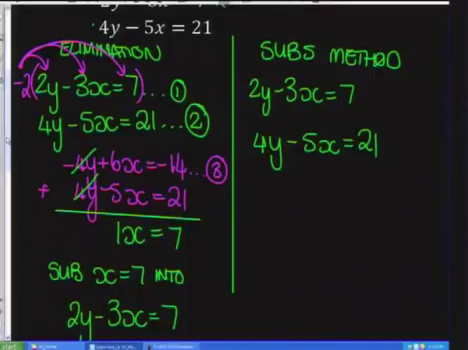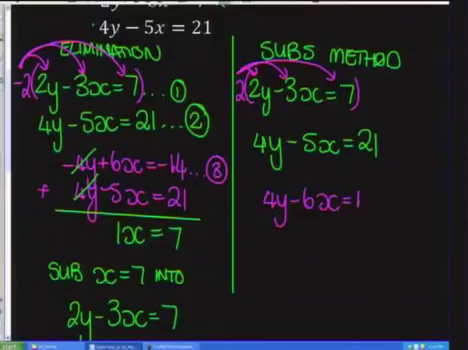Let's do the similar thing to what we did earlier. I'm going to multiply this through by 2 again, and the reason I'm doing that is because I'm going to end up having a 4y in both of my equations. So I'm going to have 4y minus 6x equals 14, and again we're going to rename that equation 3. Remember that was equation 1 and that was equation 2.